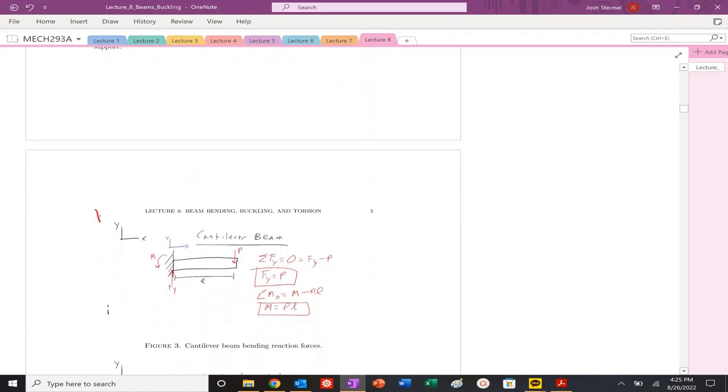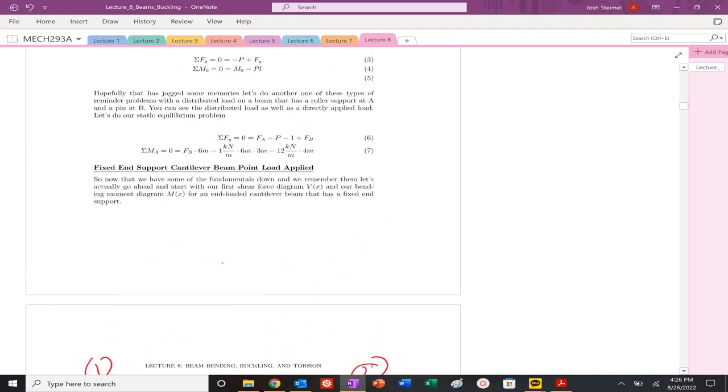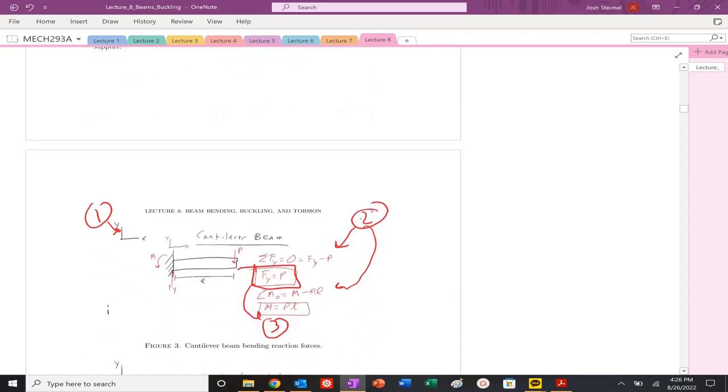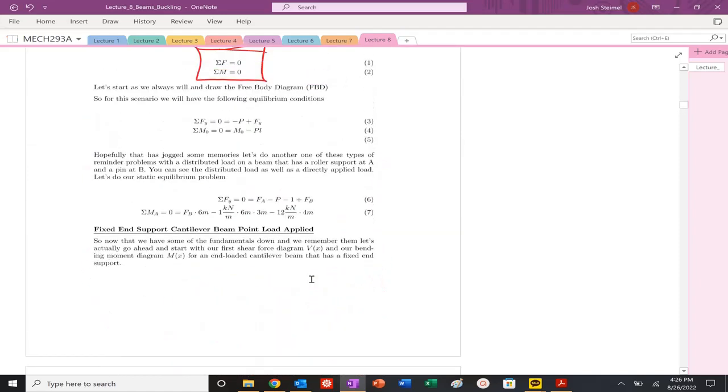On that cantilever beam, I apply a load at the end. With a fixed support, I'm going to have a reaction force in the Y direction. I'm going to have a reaction moment as well that opposes the moment being applied on that beam. I define my coordinate system, draw my free body diagram, develop my equilibrium equations, and then solve for my unknowns. Specifically, the reaction force in Y is equal to P, and the reaction moment at the end of that beam at x equal to 0 is going to be PL. So we have that for our first beam bending problem.